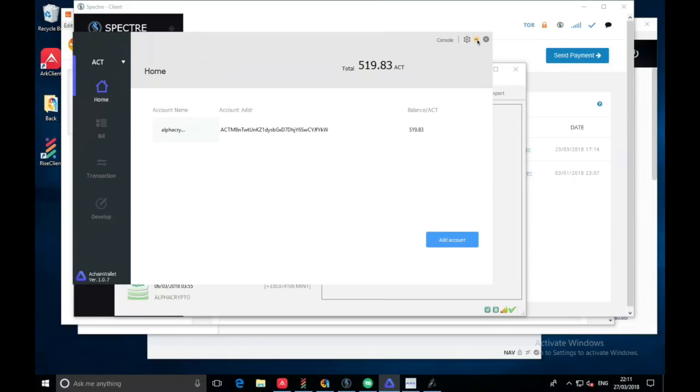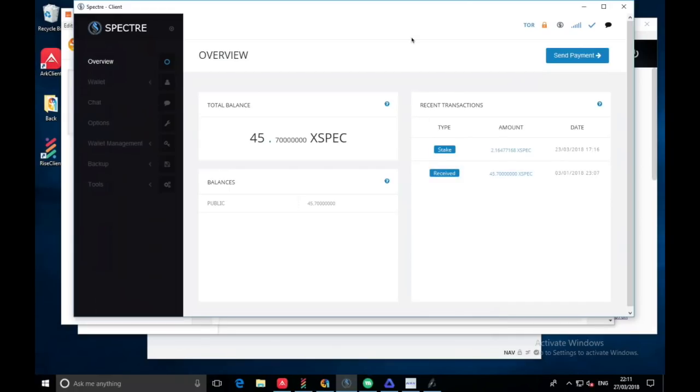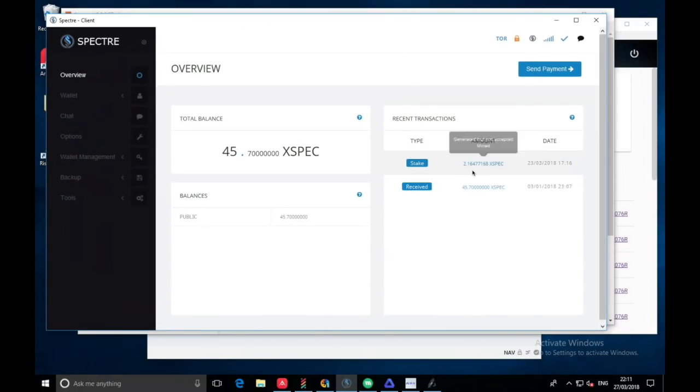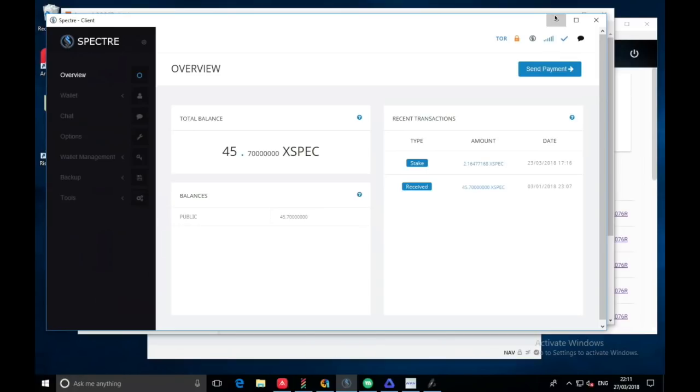Vechain, we haven't staked anything. Mint coin, we've had one stake since the 20th, so that gives us a total of 164.19. Spectre coin, look, we've had one stake here. Unfortunately, it's not a confirmed stake. I had a look before, and it's quite unfortunate that it was actually a generated but not accepted mine. So that's unfortunate, but at least we know that it can stake with such a low amount, which is promising.